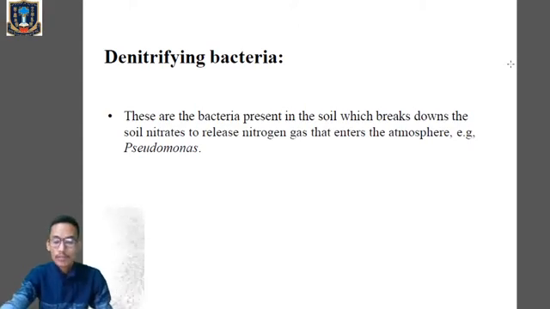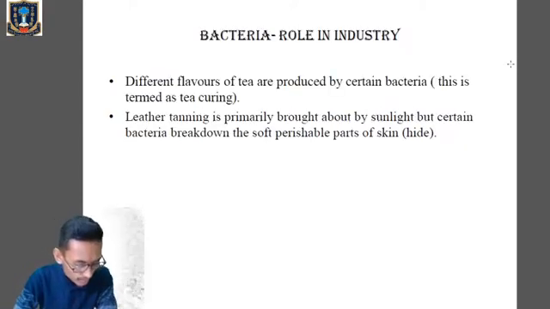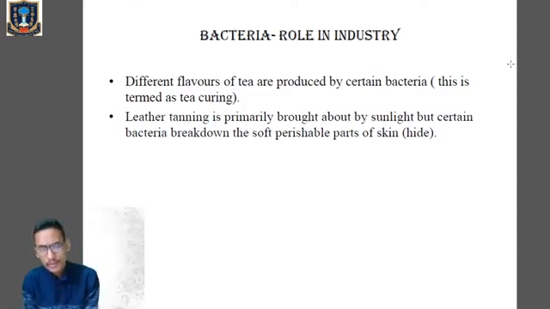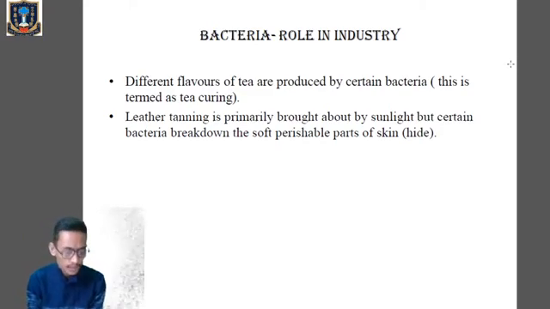Clear? Now we will see the role of bacteria in industry. Bacteria have extensive uses in the industrial field. Here we'll check out two uses of bacteria. First, different flavors of tea are produced by certain bacteria, which is termed tea curing. Number two, in leather tanning also we mainly use bacteria. Leather tanning is primarily brought about with the help of sunlight, but certain bacteria are also utilized, which help in the breakdown of the soft perishable parts of the skin, also called the hide. So these are the two uses of bacteria in industry.